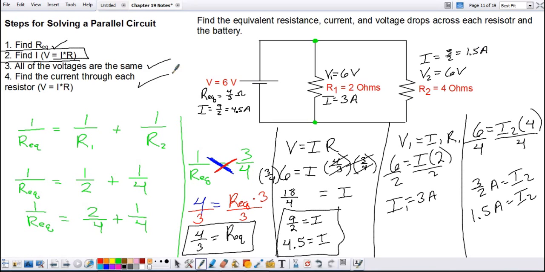And now, if we recall from our notes, we can check our work using Kirchhoff's current law, which says that the current at the battery is going to be the sum of these ones. So the current going into this junction, because in this case it's the current of the battery going into the junction here, is the same as the sum of the currents coming out. So it's equal to current 1 plus current 2. So we've got 4.5 is equal to 3 plus 1.5. 4.5 is equal to 4.5, and our work checks.